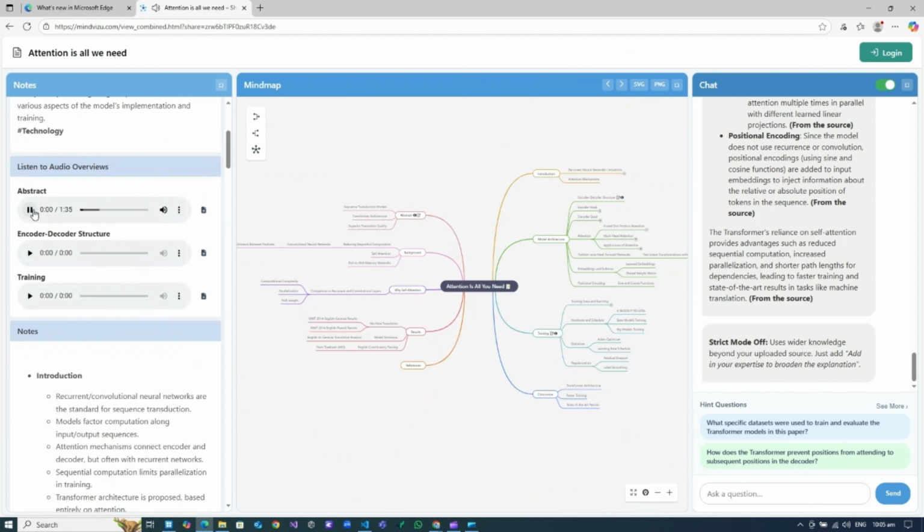Welcome to our series on Attention is All You Need. Today we're diving into a core concept that makes this whole system tick, the abstract.